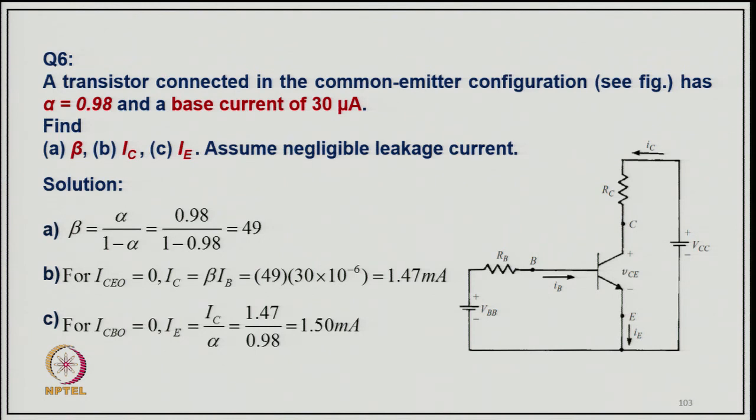Find beta, IC, IE, assuming leakage current is 0. Solution: beta equals alpha upon 1 minus alpha, putting the value it comes 49. For ICBO equal to 0, IC equals beta IB, putting the value it comes 1.47 milliampere. And for ICBO equal to 0, IE equals IC upon alpha, which typically comes 1.47 divided by 0.98, it comes 1.5 milliampere.